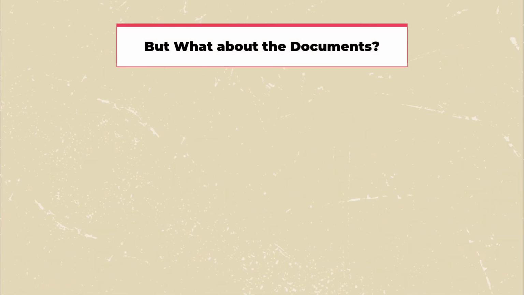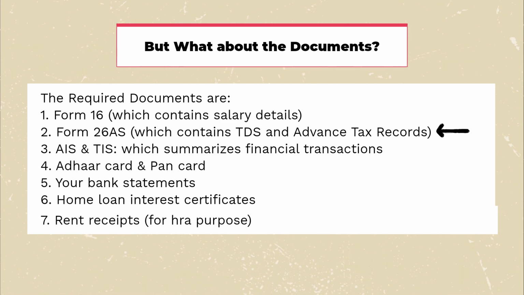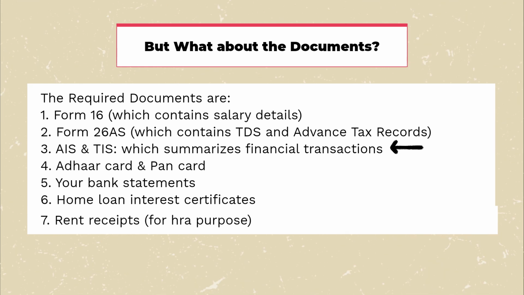The required documents are: number 1, Form 16, which contains salary details; number 2, Form 26AS, which contains TDS and advanced tax records; number 3, Annual Information Certificate and Taxpayer Information Summary, which summarizes financial transactions; number 4, Aadhaar and PAN card; number 5, your bank statements; number 6, home loan interest certificate and rent receipts for HRA purpose.